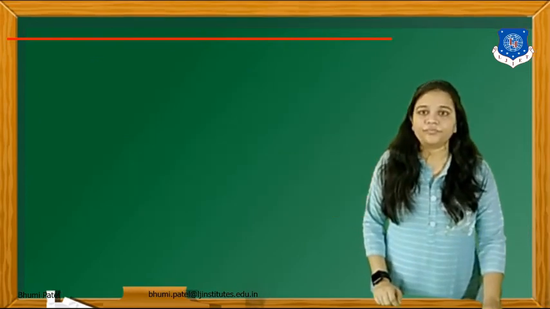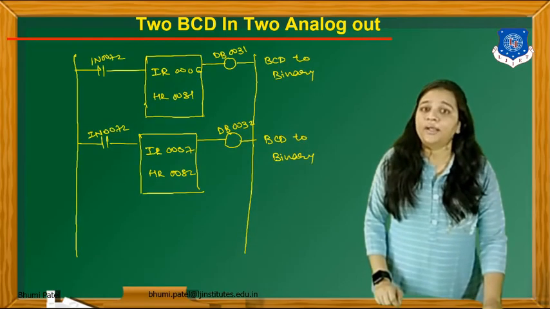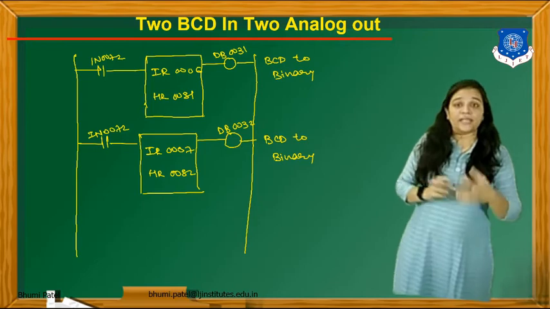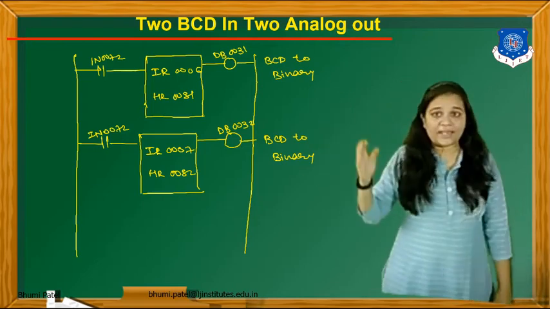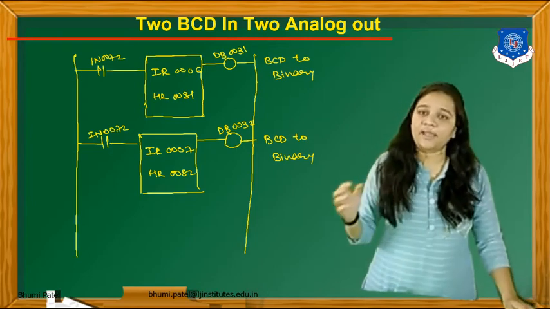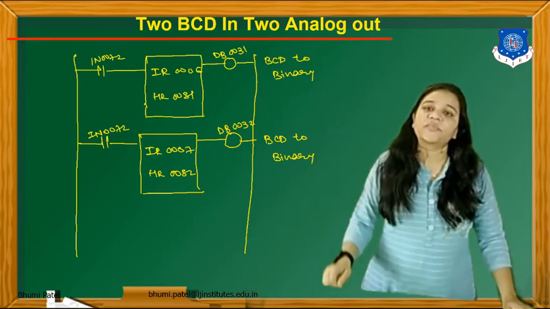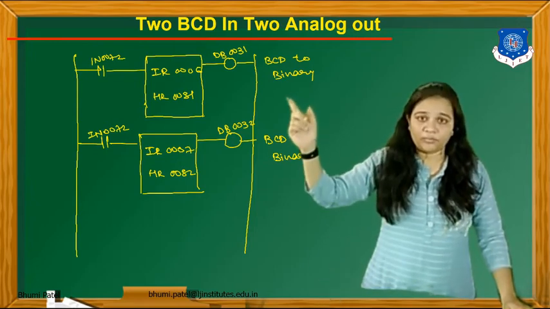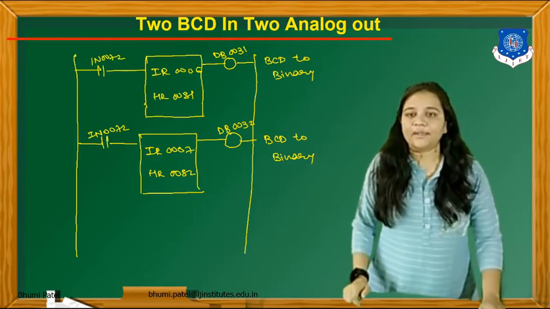Now 2 BCD in, 2 analog out. That means first of all we have to take two BCD number. Then we have to convert this BCD number to the binary. So IR0006 and HR0081. And the command will be DB0031. It is the conversion of binary number A value and it is the conversion of binary B.